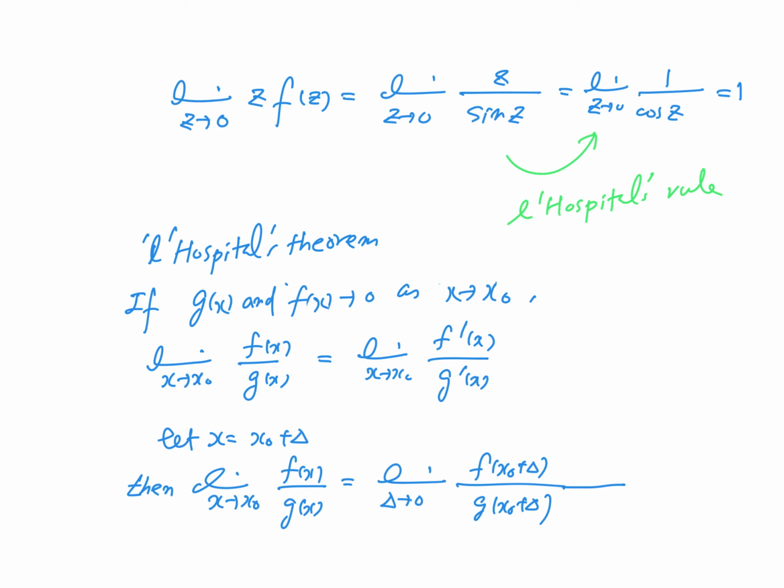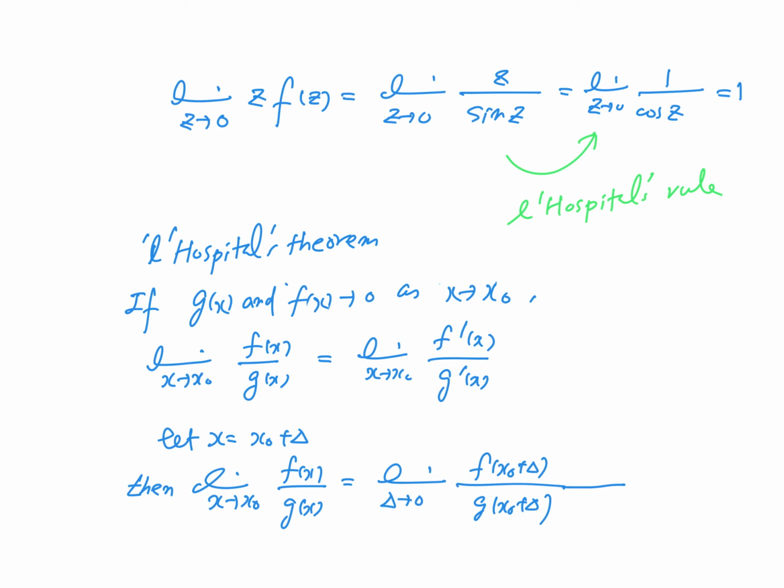So this is obvious, right? We know that the condition in the problem says g(x0) is 0 and f(x0) is 0, so we are going to take a limit. If x is a small variation from x0, then the limit as x approaches x0 of f(x)/g(x) can be rewritten as the limit as delta goes to 0 of f(x0 + delta) over g(x0 + delta), right?